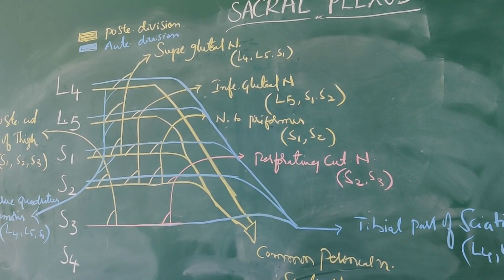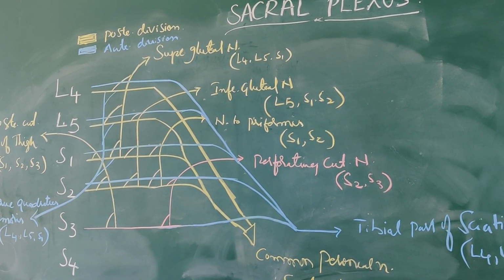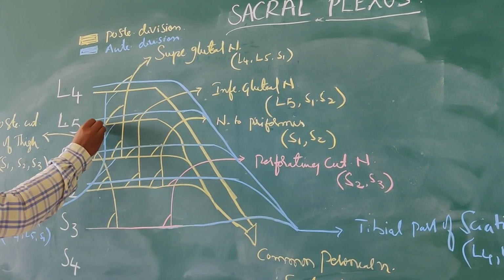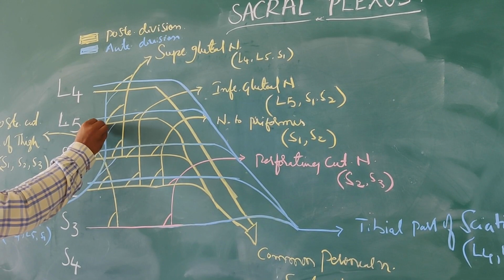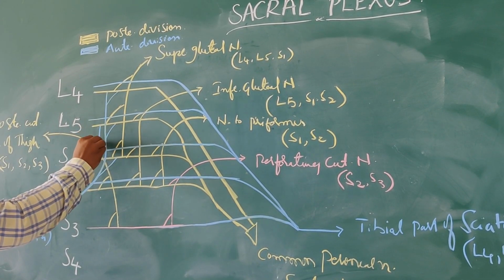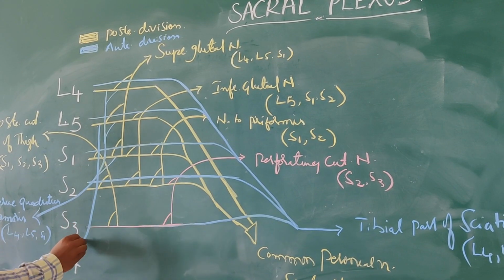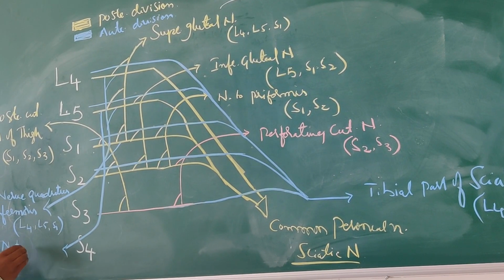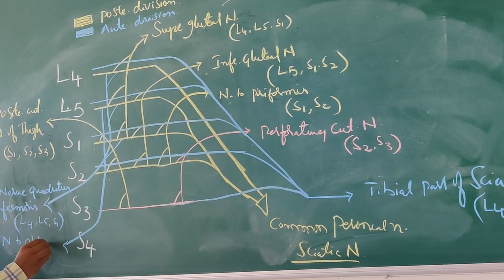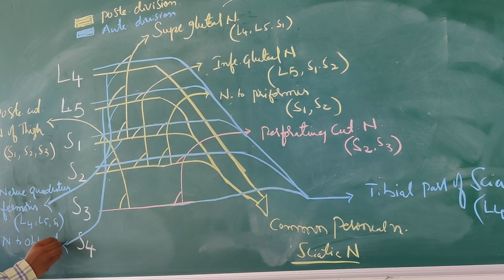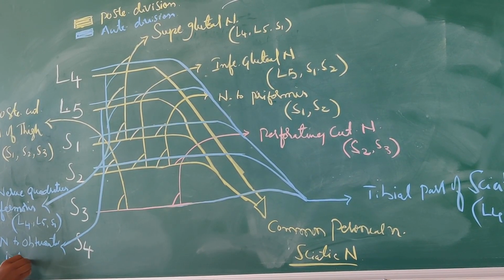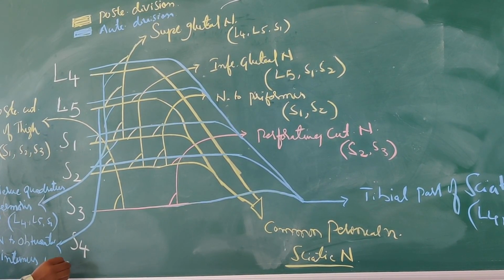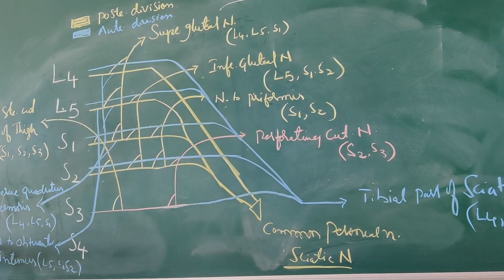And the nerve to obturator internus arises from L5, S1, S2. The anterior divisions of L5, S1 and S2 give rise to the nerve to obturator internus. So L5, S1, S2 is the root value of the nerve to obturator internus.